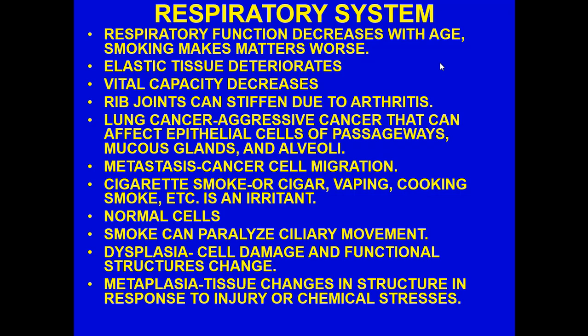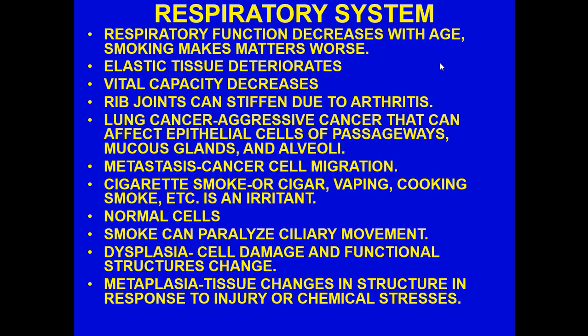Cigarette smoke, or cigar smoke, or vaping, or cooking smoke, etc., can be an irritant. What happens with normal cells, as I mentioned before, is that some of the particles and chemicals in the smoke can paralyze ciliary movement. Dysplasia is cell damage and functional structural changes to these cells. It has not gone cancerous yet.